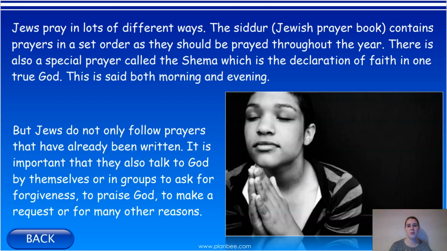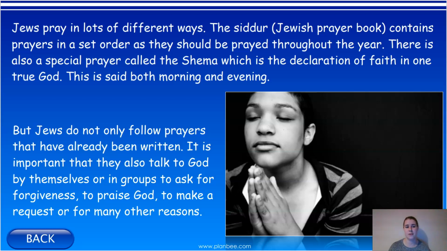Now, Jewish people pray in lots of different ways. When they have their Jewish prayer book, which is the Siddur, it contains prayers in a set order. Specific prayers should be said throughout the day at certain times, but equally throughout different points in the year. Depending on whether they have specific festivals coming up, they would have a specific set of daily prayers linked to that special event.